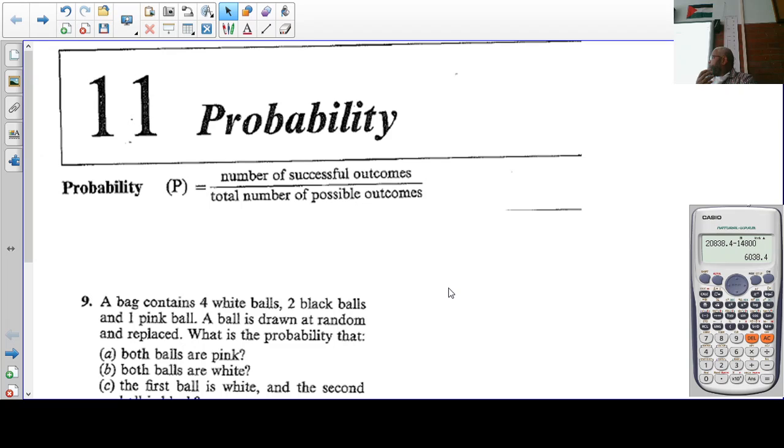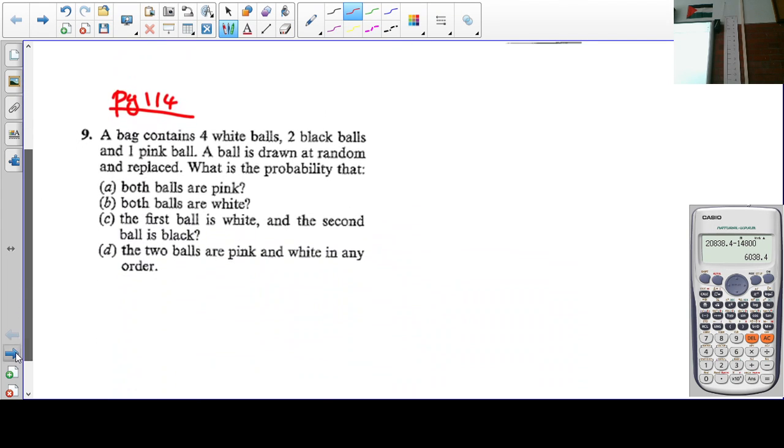Okay, so we're looking at probability. This is the third video now on this chapter. This is from the exercise on page 114. Number 9, 10 and 11 will be dealt with in this video.